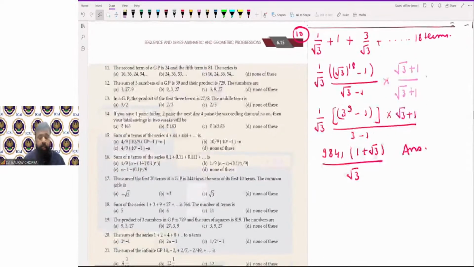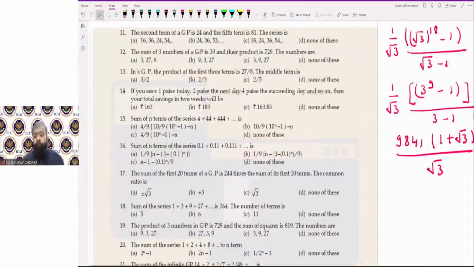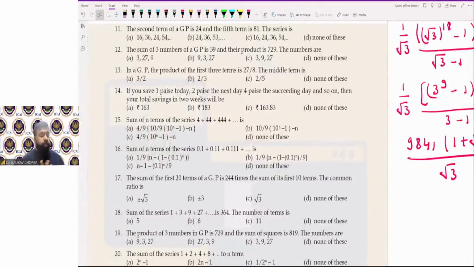चलिए अब देखिए नेक्स्ट जो आपका पैटर्न है ये हमने ऊपर डिस्कस किया था, इसको हम ऑप्शन से सॉल्व करेंगे. तो कैसे सॉल्व करना है यूजिंग ऑप्शन, लेट अस अंडरस्टैंड. सो क्वेश्चन नंबर 11 says the second term of GP is 24 and fifth term is 81. Then find out the series.